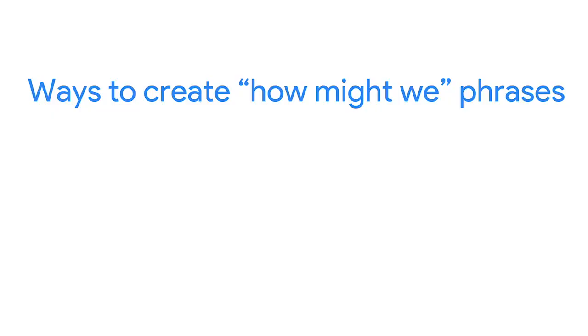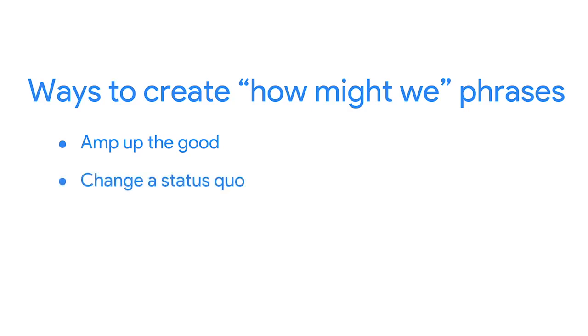So for this exercise, we want to come up with a lot of how might we questions and not just one. Coming up with how might we questions can be tricky though. To help, the design school at Stanford University outlines a bunch of ways to create how might we phrases. A few of them include amp up the good. For example, how might we make a library website the most exciting place to reserve books in advance? Change the status quo. How might we bring the library to Lorena?